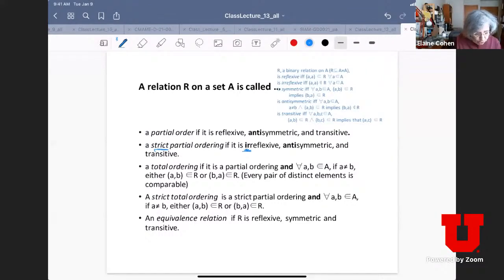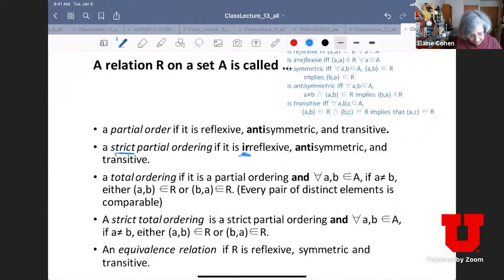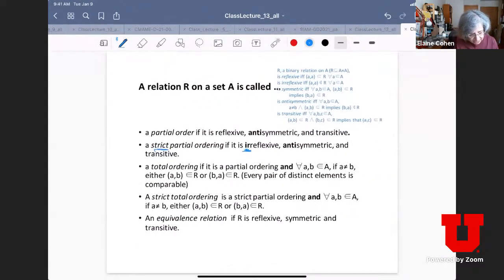Okay, a total ordering is a partial ordering with the additional property that for all A, B in the set A, if A is not equal to B, then either A is related to B or B is related to A. Now, in the examples we did, in the plane, we had the case where we had 2 points that were on the circle and they weren't related to each other. Okay, because they weren't the same point. Well, they were related to each other. I'll take that back.